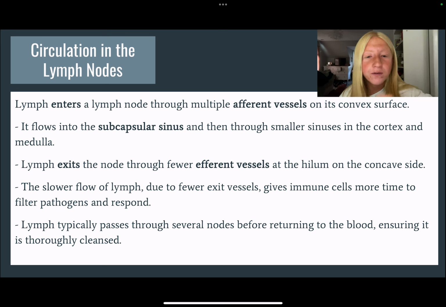The slower flow of lymph due to fewer exit vessels gives immune cells more time to filter pathogens and respond. Lymph typically passes through several nodes before returning to the blood, ensuring that it is thoroughly clean.